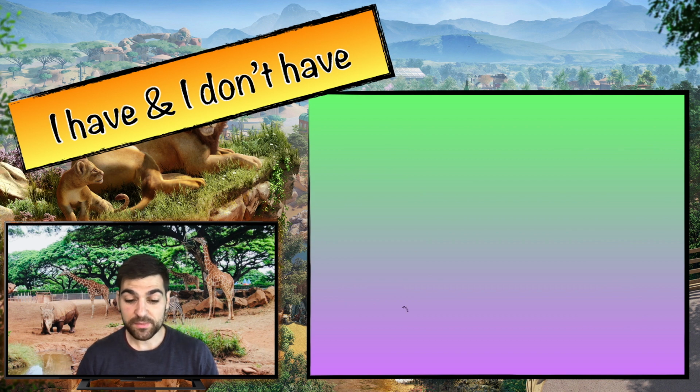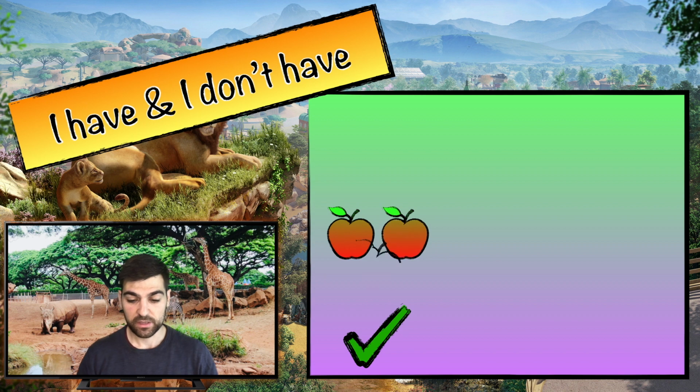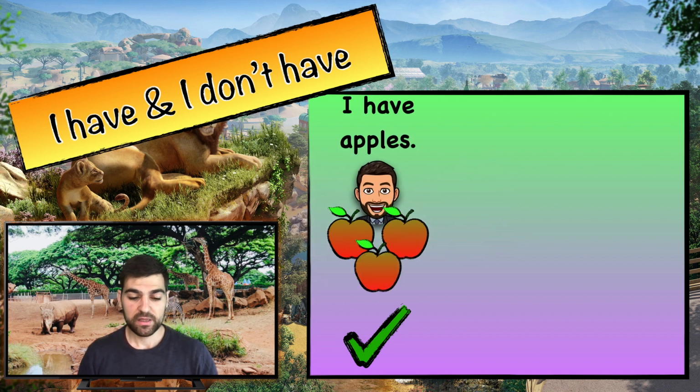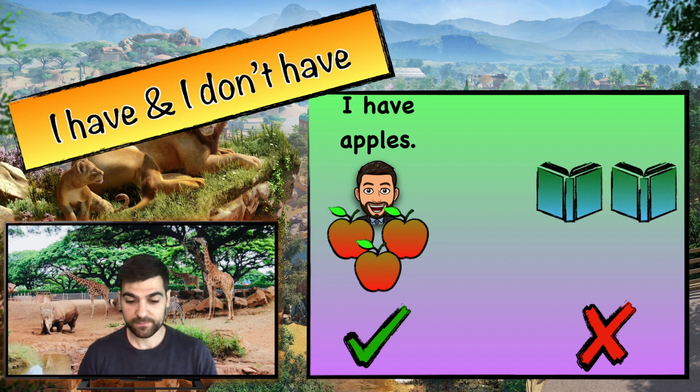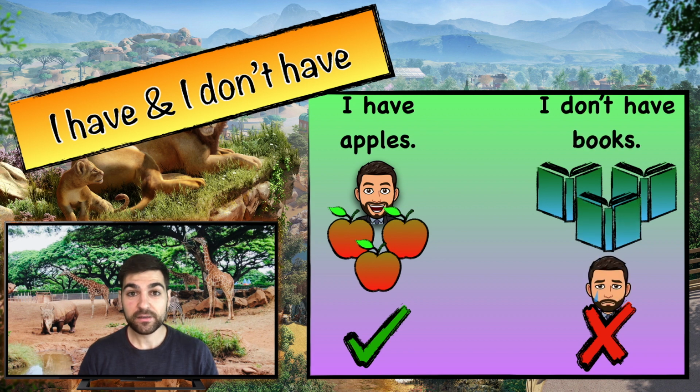If we use the same example with plural, when we have many things, in this case apples, then I would say I have apples without the article. And if I don't have it, like books, then I would say I don't have books. Once again, without the article.